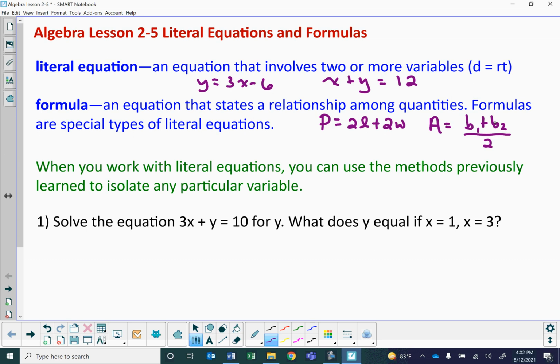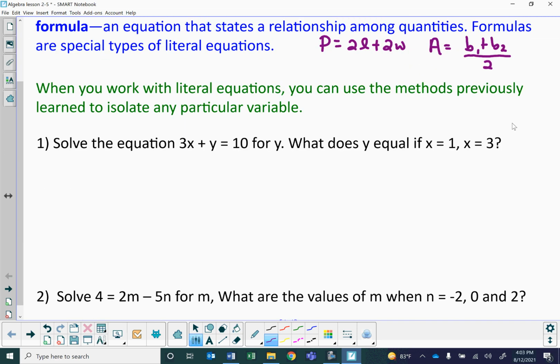So if I have an equation like number 1 here, which says solve the equation 3x plus y equals 10 for y, and then it says what does y equal if x equals 1 and x equals 3? Since it's asking us to solve it more than one time, it's better for us to solve it for y first. Then we can plug in what 1 is and what 3 is pretty easily, rather than having to plug in x equals 1, solve the equation for y, and then do it again, plug in x equals 3, and then solve the equation for y again.